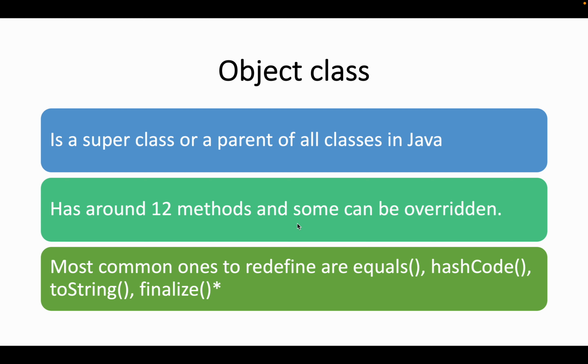The most common ones to redefine are the equals, the hashCode, the toString, and the finalize. The finalize one has been, since Java JDK 9, marked as deprecated, which implies that in future versions of Java it will be removed completely.